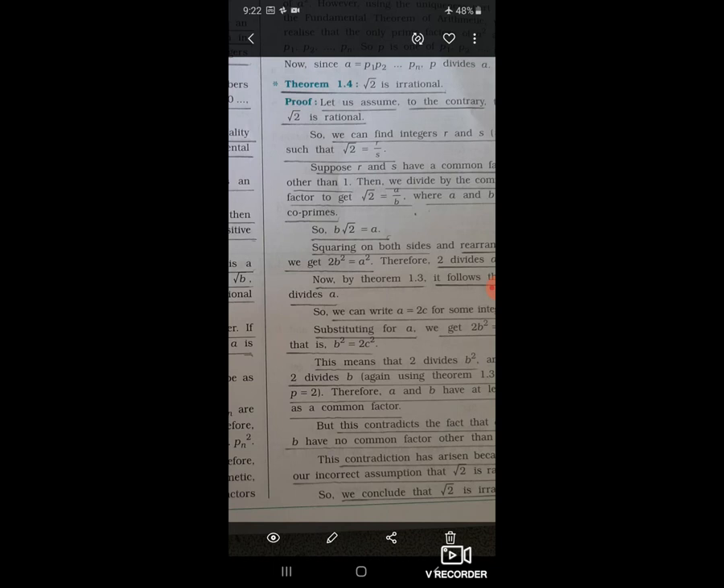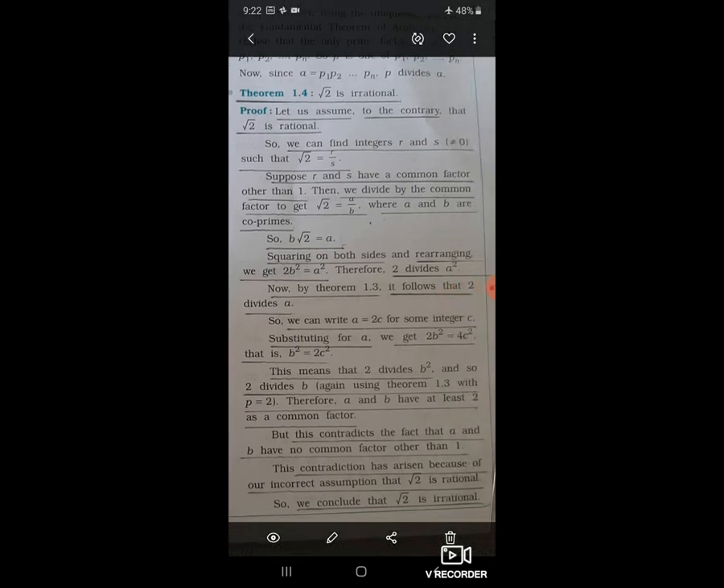First, let us assume to the contrary that root 2 is a rational number. So, we can find integers r and s such that root 2 is equal to r upon s. Suppose r and s have a common factor other than 1, then we divide by the common factor to get root 2 is equal to a upon b, where a and b are co-primes. So, b root 2 is equal to a. Squaring both sides and rearranging, we get 2b square is equal to a square. Therefore, 2 divides a square.